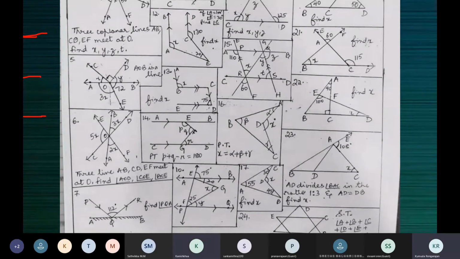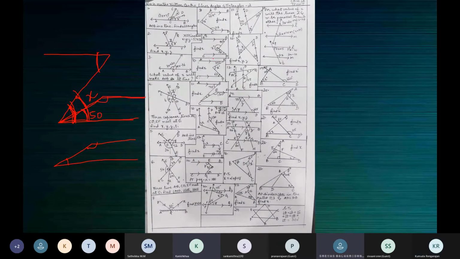I still feel it is coming in my mind like that only, ma'am. For me too, it's 110, ma'am, but I'm not sure with the answer. Okay, but what's the construction for this one? Ma'am, a line through E, angle, so 130 degree plus 20.